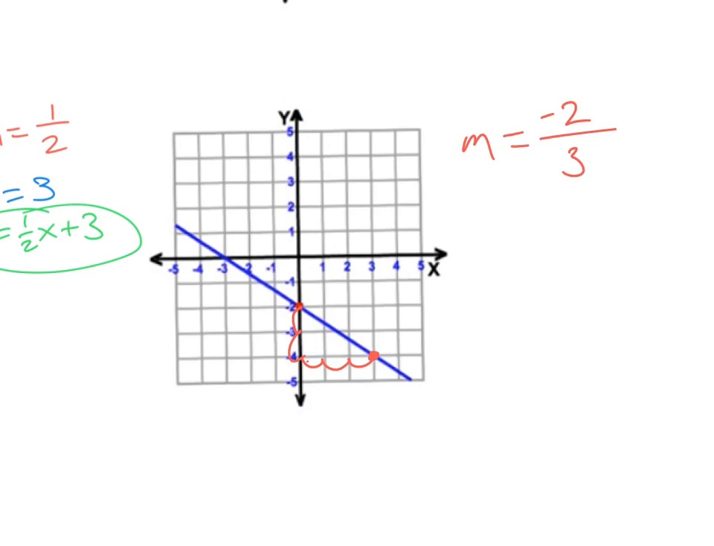And then our y-intercept, b, is right here, where we intersect the y-axis, which is at negative 2. So if we write our equation, we just fill those in. We end up with y equals negative 2/3 x minus 2.